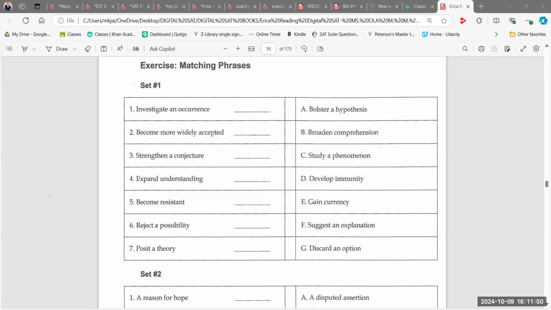Any questions about the types of questions? What does the test look like? Let's have a look at the test itself.